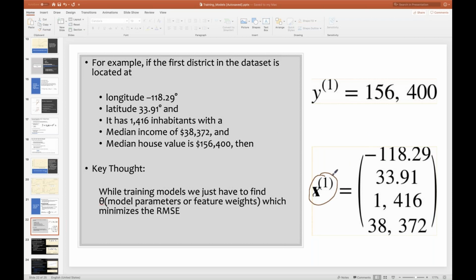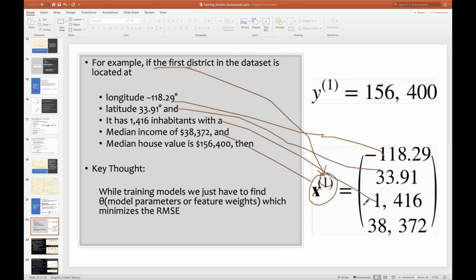Now this is for one district. If the first district, this is number one. So this is the vector value of the first district. A vector is nothing but the feature values. 118 is one feature, latitude is one feature, inhabitants is one feature, median income is one feature. And the prediction is here. Though I'm telling this as a vector, these are the input feature values that are represented in a vector, and this is my prediction.